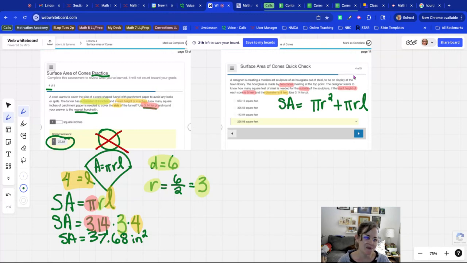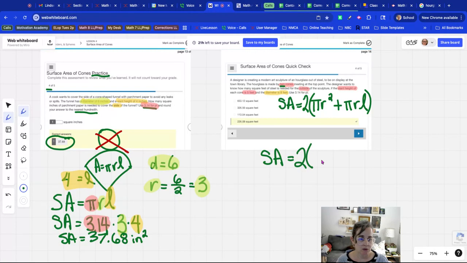Okay, but remember, we have 2 of those cones. So I'm going to put a 2, and then I'm going to put all of this in parentheses because that would give me the surface area of 1. So if I multiply by 2, then I'll have the surface area of both cones. Okay?